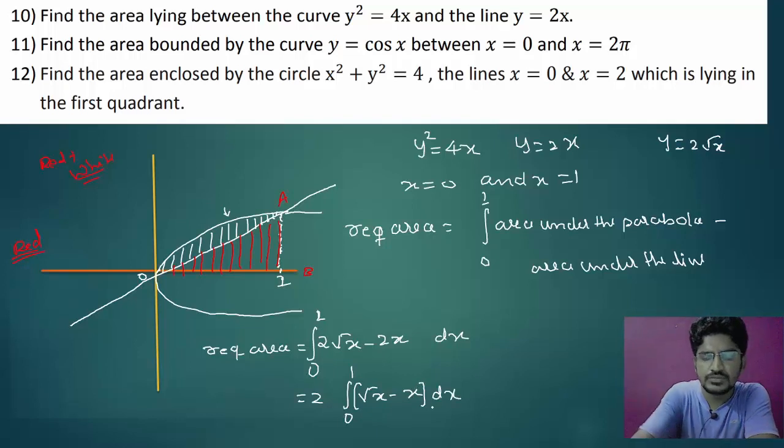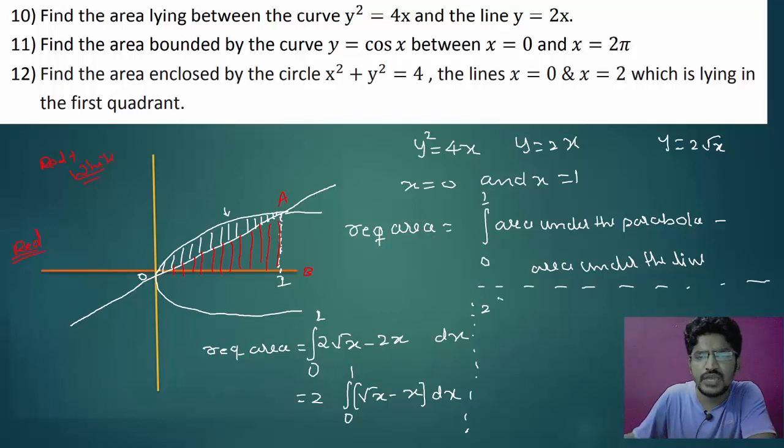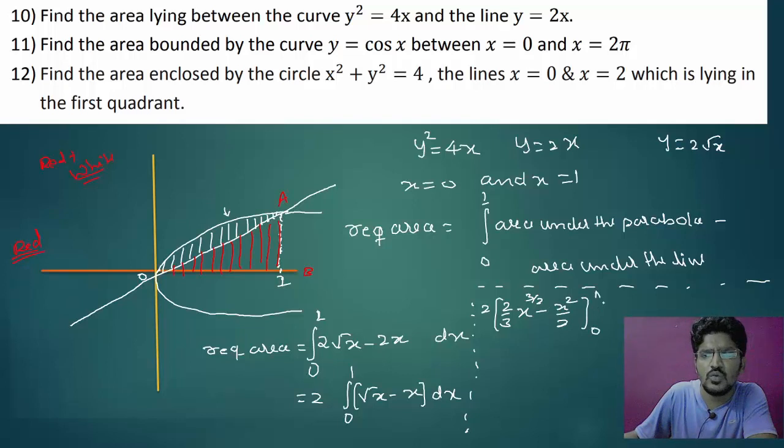Clear? So now here we can simplify this, that is root x minus x, and we can solve the answer. Clear? So that will be 2 times of 2 by 3 x to the power of 3 by 2 minus x square by 2 from 0 to 1.